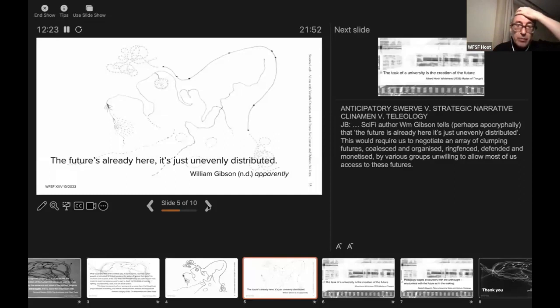So according to the science fiction writer, the future is here. It's just unevenly distributed. And so how would we redistribute it? It would require us to negotiate an array of clumping futures that have been coalesced and organized and ring-fenced and defended and monetized by various groups unwilling to allow most of us to access these futures. So there is a whole discourse of futures, a narrative of futures, mechanisms of futures, institutions of futures, corporations and consultancies and literacies, but they're not distributed, we might argue, following Gibson.